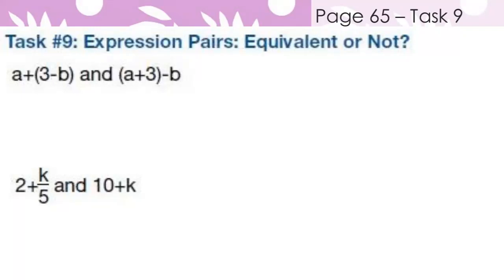So the first one, A plus quantity 3 minus B, and is that equivalent to quantity A plus 3, and quantity minus B?